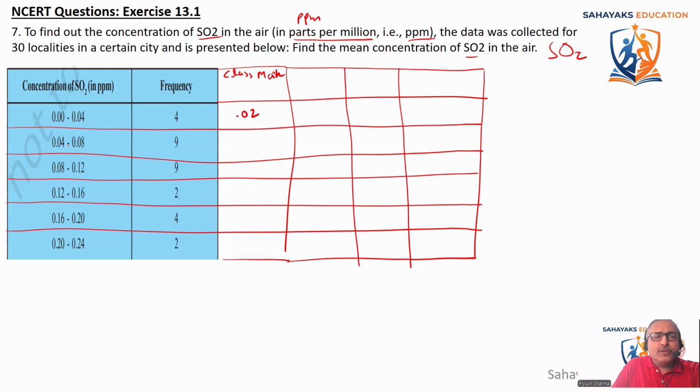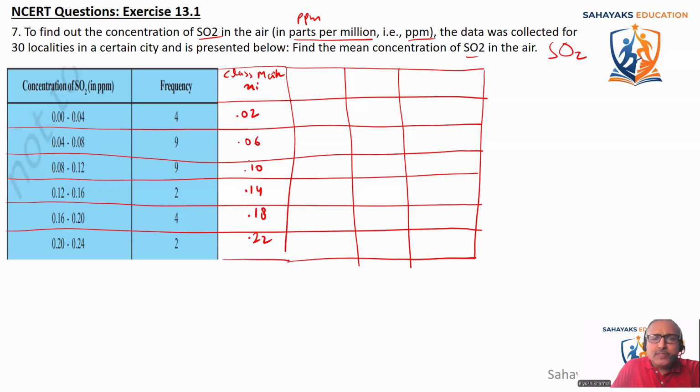And then 0.04 plus 0.08, so 8 plus 12, 12 divided by 2 is 6. It comes out to be 0.06, then it comes out to be 0.10, and it comes out to be 0.14, it comes out to be 0.18, and it comes out to be 0.22. Okay. Now, from the class mark, we are going to choose something as assumed mean.